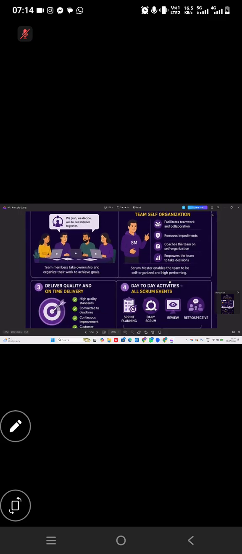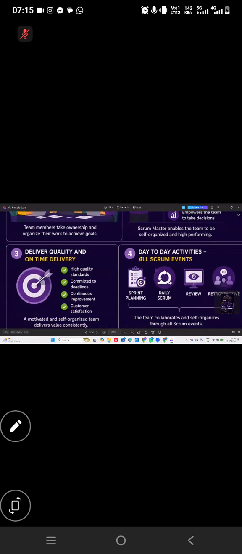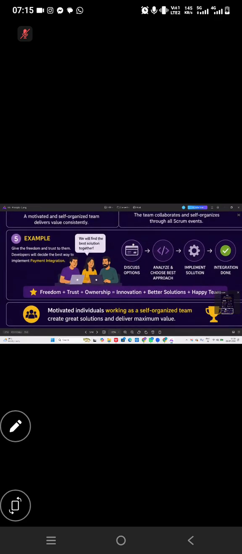So the concept is very simple. When the teams are self-organized, they are going to deliver the best output. When the teams are empowered, they discuss the options, they do the analysis, they choose the best approach, and within the timelines they are going to deliver the working software.